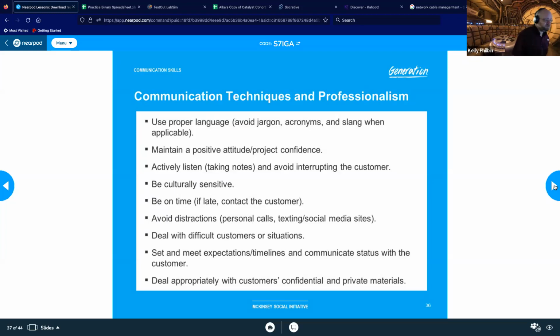We have to be able to deal with difficult customers in difficult situations. We had a whole technical session about that. Work to set and meet expectations and timelines, and communicate the status to the customer. Try to avoid vague statements like, oh, we'll get you going here in about 3 minutes. Instead say, I'll have an update for you in about 15 minutes and let you know what's going on. Or, I will follow up with you tomorrow morning and give you an update on the order and let you know when the parts should be in.